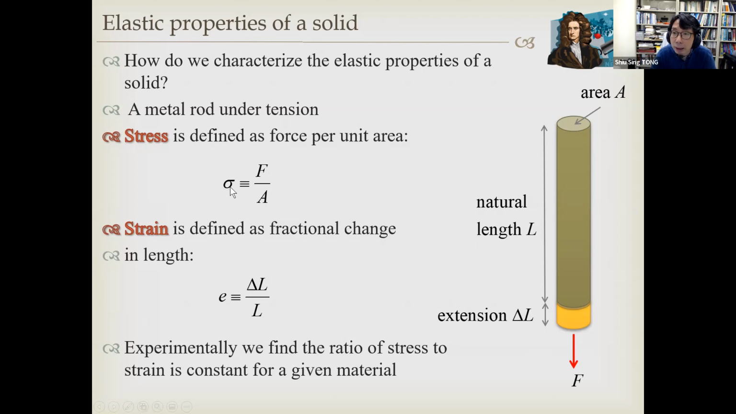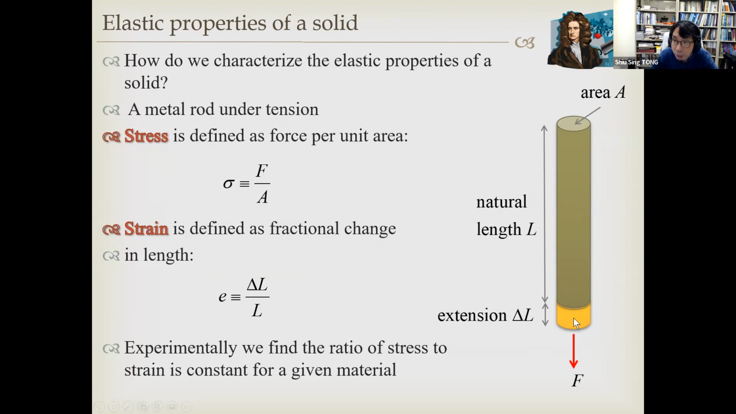Okay. Now for pressure, we usually refer to a pressing force. Here, because we are referring to a stretching force, a force that stretches the string, we don't call it pressure, but we call it stress. But essentially, the idea is the same. Either the stress or the pressure is just the force per unit area, the force divided by the area. Okay. And the strain of this wire or this cylinder is defined as the fractional change in length.